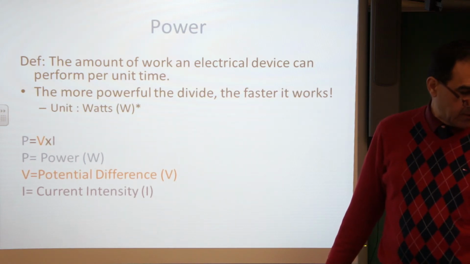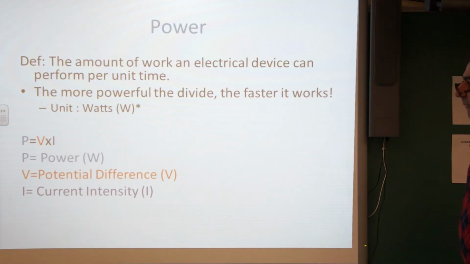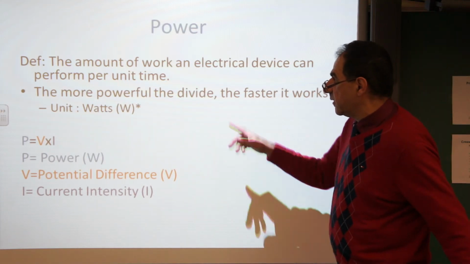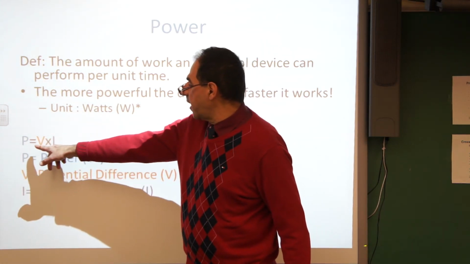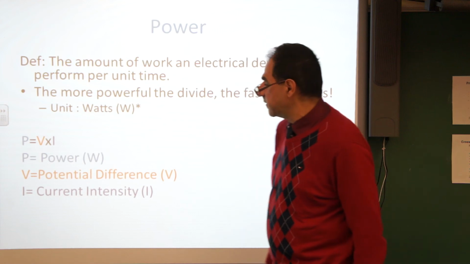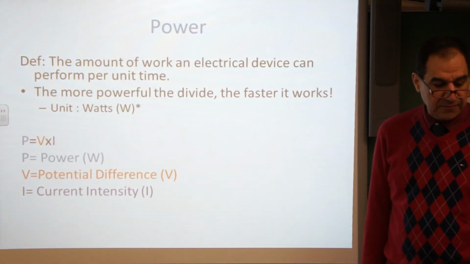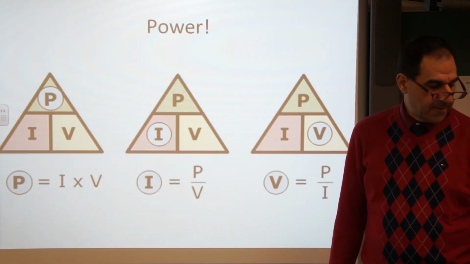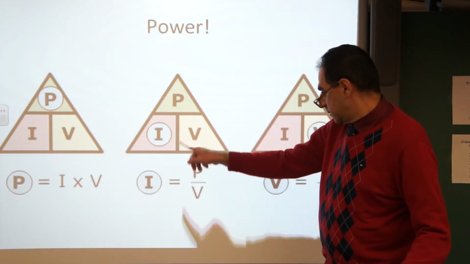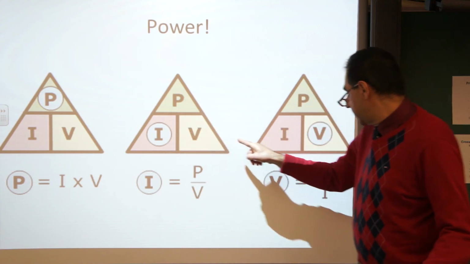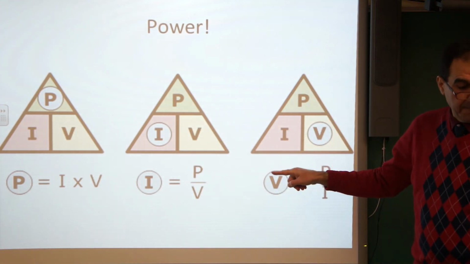And now in the final part, we're going to be looking at power. Power is the amount of work an electrical device can perform per unit time, and the unit of power is watts. The important formula for power is V times I. In other words, power is equal to potential difference times current. And the unit again for power is W or watts. In the power triangle, P equals I times V, I equals P over V, or V equals P over I.